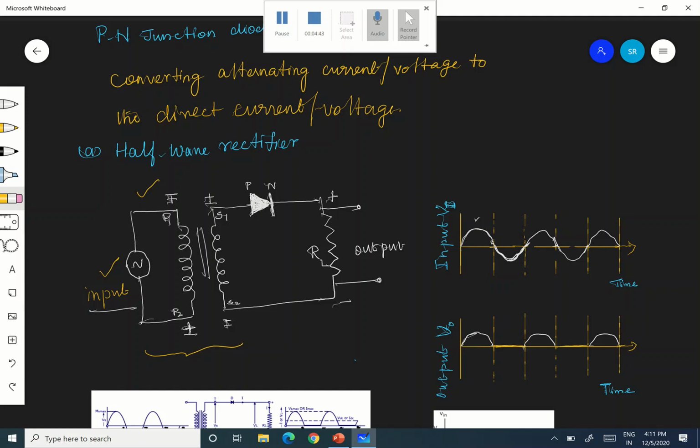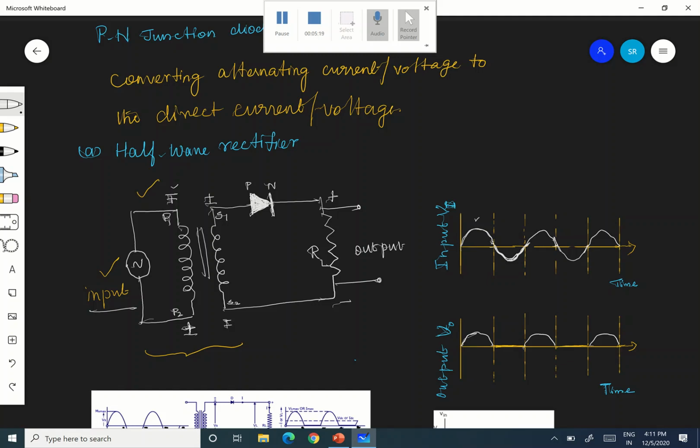When P1 is negative, see, S1, this is a secondary. Whenever there is a change in the flux linked with the primary, an EMF is induced in the secondary, because the principle is nothing but mutual induction. Therefore, definitely there will be an EMF induced in the secondary, but it will oppose. You know that it is Lenz's rule, right?